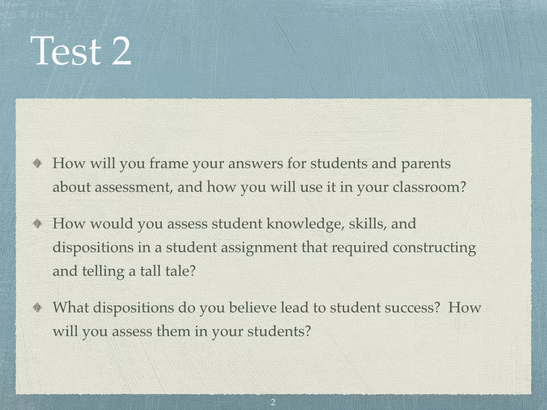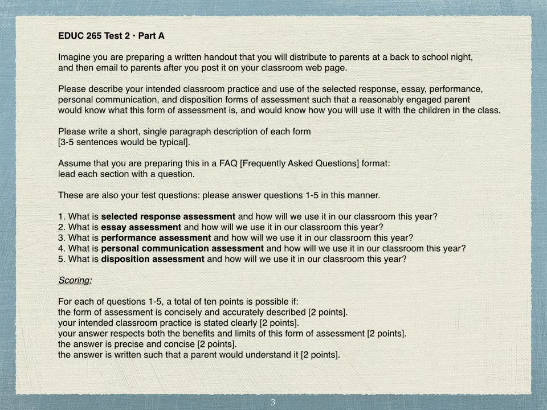The second part will be on how you would assess student knowledge, skills, and dispositions in an assignment that required constructing a tall tale, as you recall from the text. And the third part will ask you what dispositions you believe lead to student success, and you'll be asked to put together a questionnaire that will sample them. The first part will be worth 50 points, parts 2 and 3 will be worth 25 points each.